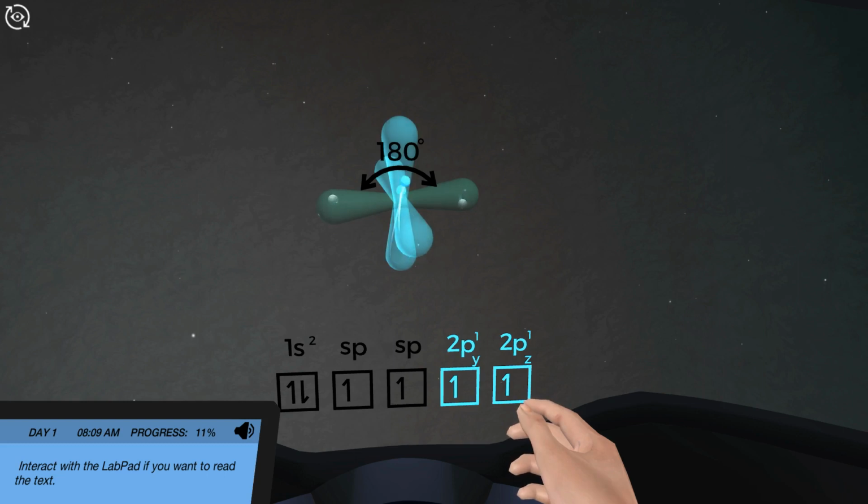In sp hybridization, only the 2s and 2px mix to form 2 equal orbitals. 2py and 2pz stay intact. The angle between the sp orbitals is 180 degrees.